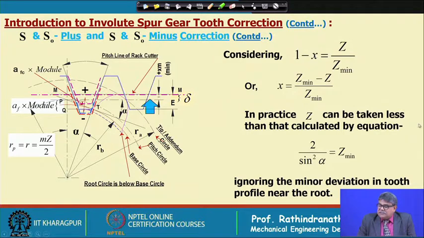Now, in practice z can be taken less than that calculated by the equation of 2 by sin square alpha, which is critical, ignoring the minor deviation in tooth profile near the root. Now, one can say that if we keep the tooth profile non-involute at the root, and if the tooth comes in contact there, then definitely it will violate the laws of gearing.